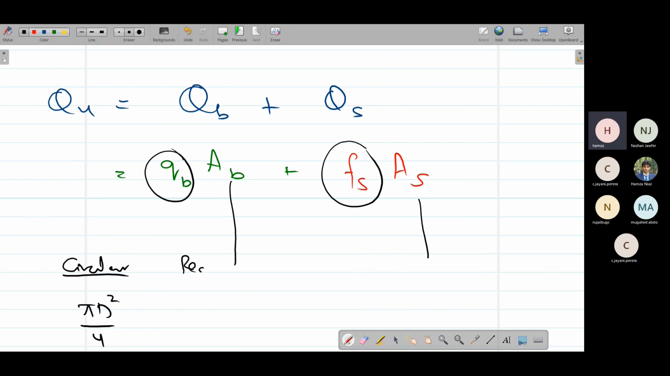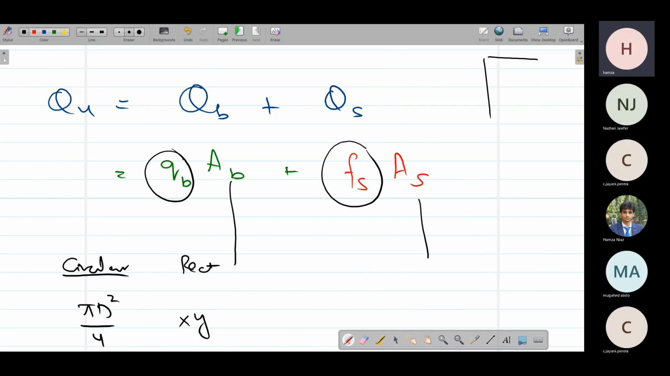And if the pile is rectangular, we can call the area of the base xy. For example, this is a cross section of the pile. One dimension is x, the other is y, so we can simply call it x into y.